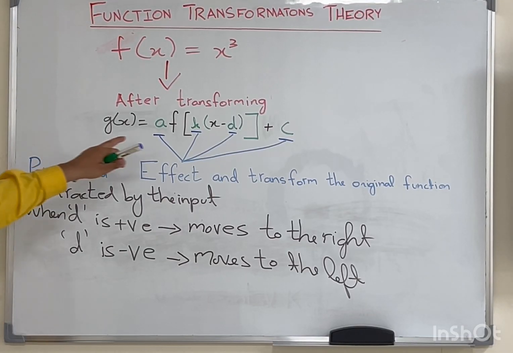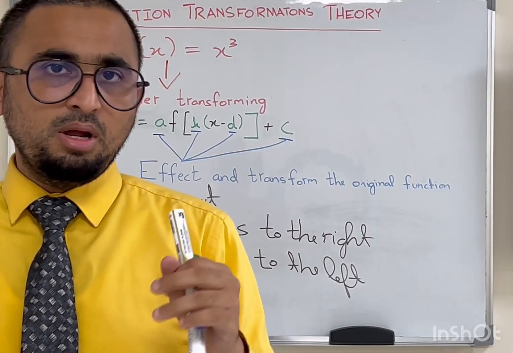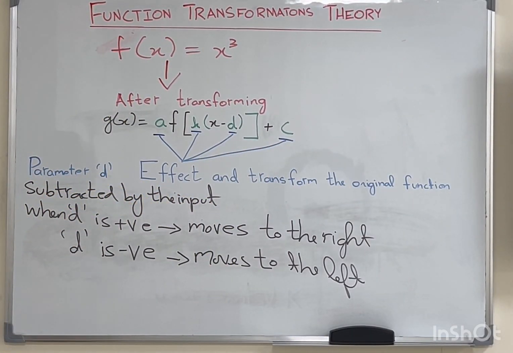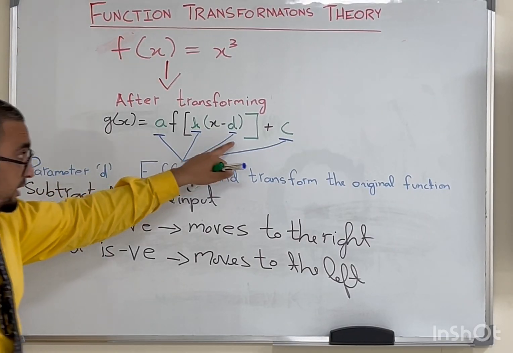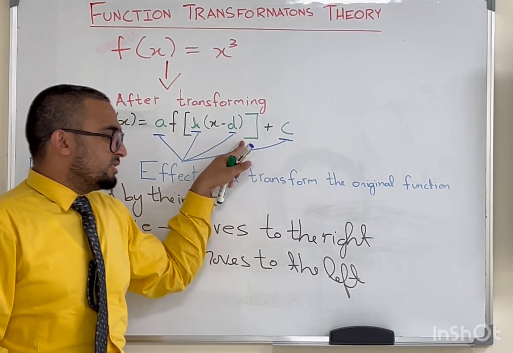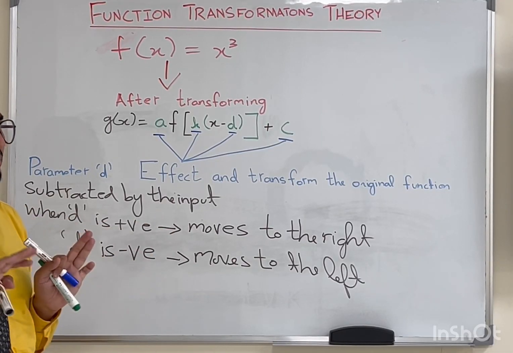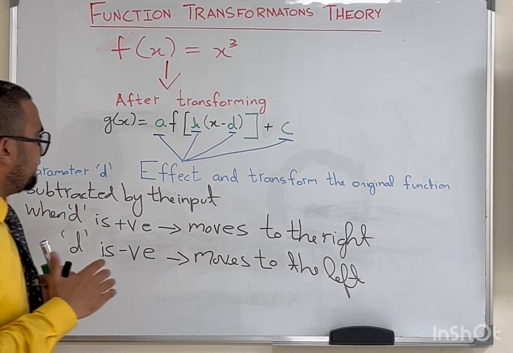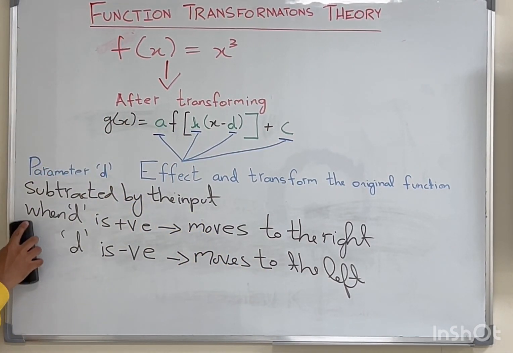Okay, so A and K are related to the horizontal and vertical stretch, compression, whatever you name it, and related to the reflection. The D, okay, is related to the horizontal movement. Okay, it's not a stretch or compression; it's just a movement. Okay, let's move towards the right. Last one, okay, which is C.